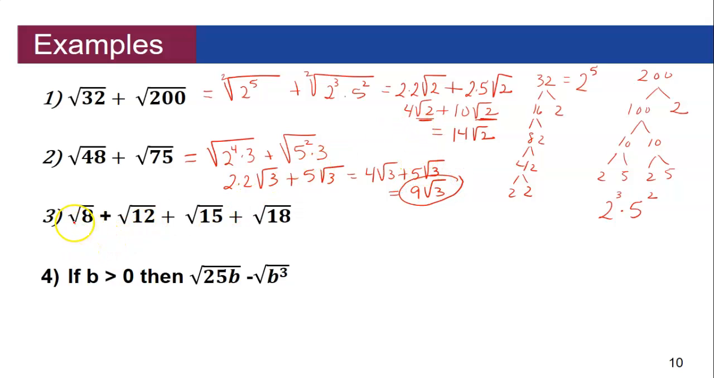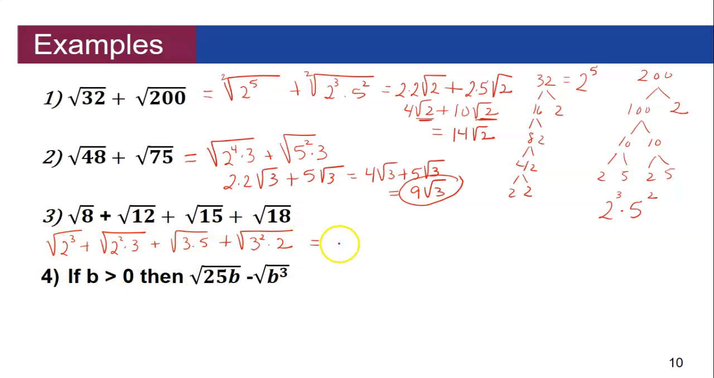Right down here, we need to go through and do the prime factorizations for each one of these. So this one is 2 to the 3rd. This one is going to be 2 to the 2nd times 3. This one's going to be 3 times 5. And this one's going to be 3 squared times 2.